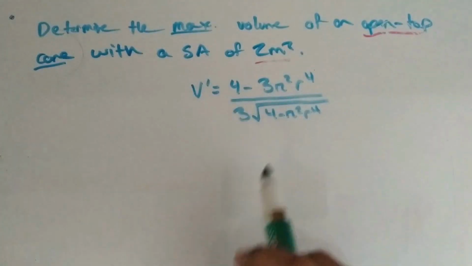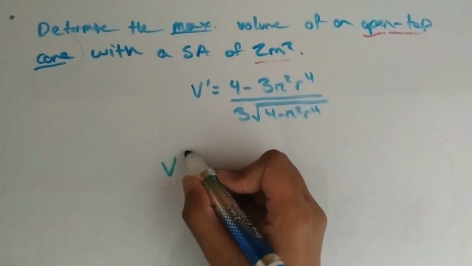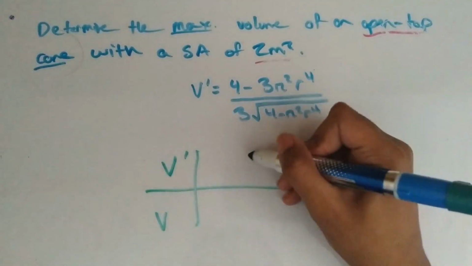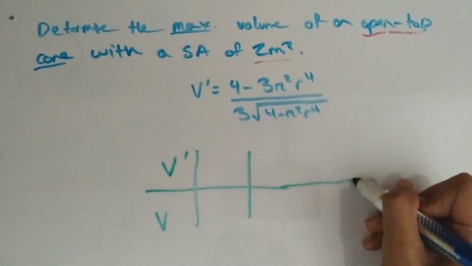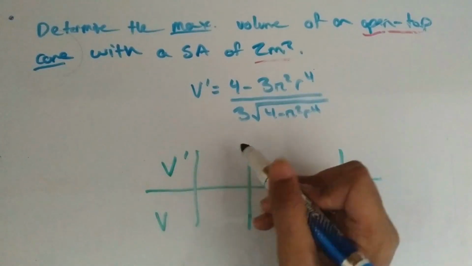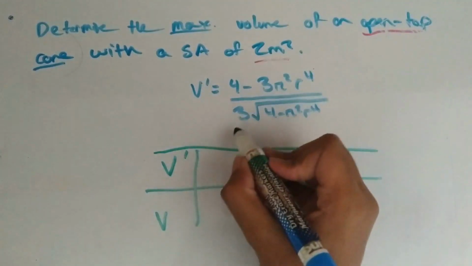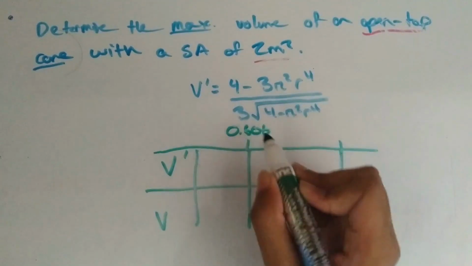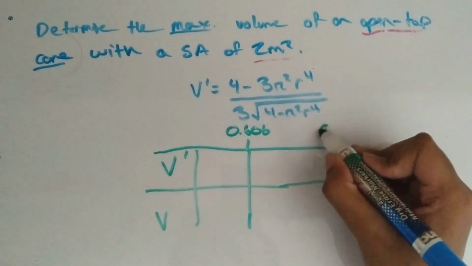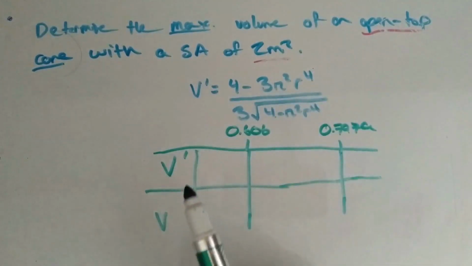Now that we've found our critical points, let's construct our first derivative test. So we've got the derivative, we have the original function. Let's start constructing this table. Let's create a little header here. So this is going to be 0.606, which is when we found the derivative to be 0. This is going to be 0.7979, which is when we found the derivative to be DNE.